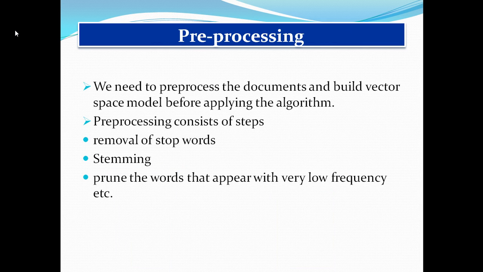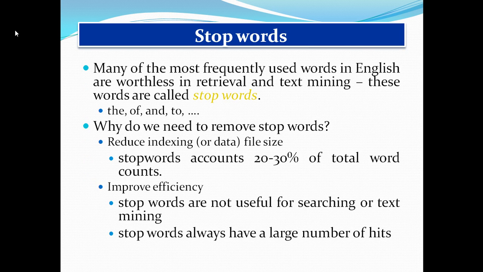Now pre-processing. We need to pre-process the documents and build a vector space model before applying the algorithm. Pre-processing consists of the following steps: removal of stop words, stemming, etc. Stop words. What are stop words? Many of the frequently used words in English are worthless in retrieval and text mining. These words are called stop words. Some examples of stop words are the, of and to.